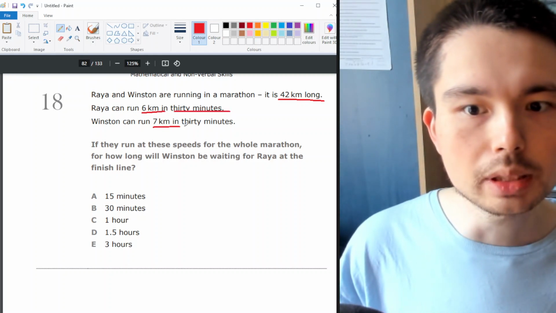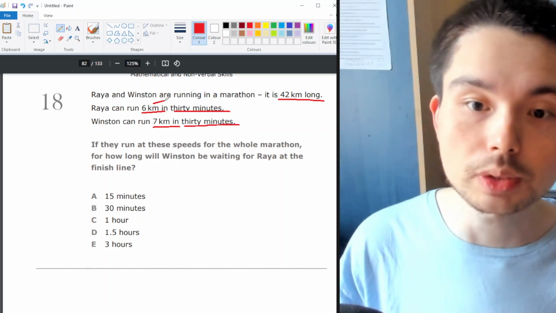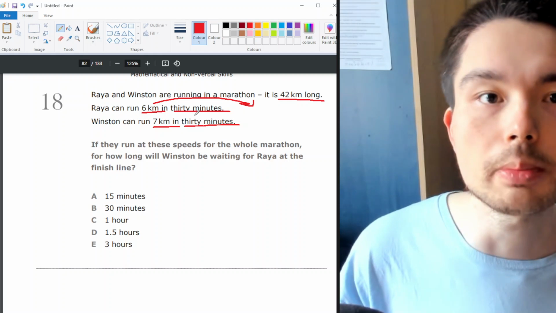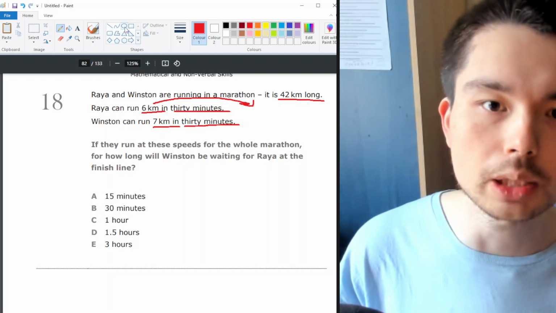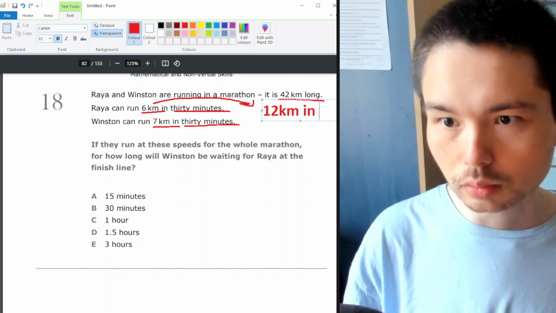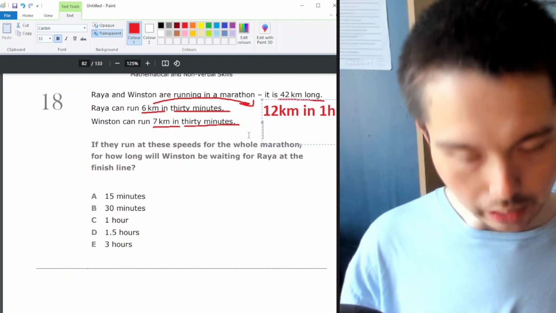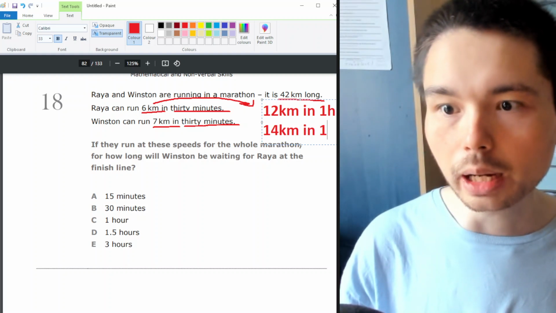Winston can run 7 in 30 minutes. Let's do it now, because normally for time questions, we want things in hours. How we go from 30 minutes to 60 minutes, we times by 2. So put it here. 12 kilometers in 1 hour. Now, Winston, this dude, is running 14 kilometers in 1 hour.